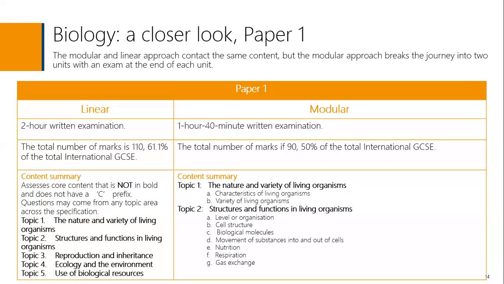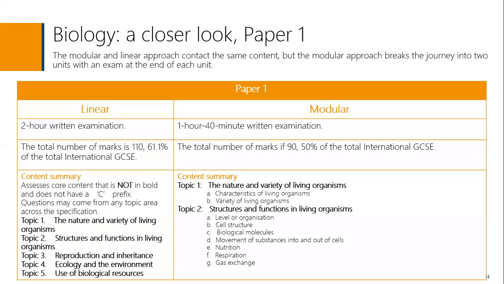So we're now going to have a look at the two different papers, paper 1 and then paper 2. The modular and linear approach contain the same content, but the modular approach breaks the journey into 2 units with an exam at the end of each unit. If you're already offering Pearson International GCSE linear, this will continue to be offered and remain exactly as it is.